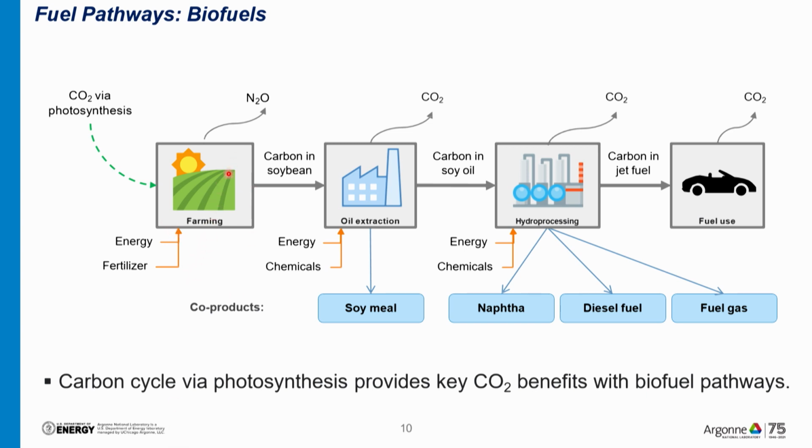So you have this energy and fertilizers, your N2O coming out, nitrogen oxide getting released, carbon in soybean, now that oil gets extracted. Then part of the extraction process, again some emissions, you get this soya meal. Again, in every step you are putting energy and chemicals, then carbon in soya meal and CO2 emissions. You could get all these naphtha, diesel, fuel gas, and the carbon which goes in after hydroprocessing, you get those products, then your carbon in jet fuel being used, and then CO2 emissions again.